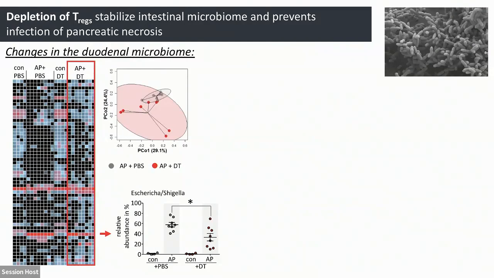And you see these are the animals which have acute pancreatitis and are treated with PBS. They have less diversity and less richness of the microbiome, and especially pathogenic microbiota like Escherichia coli in this case are increased in animals with acute pancreatitis and are decreased in the animals which are depleted for regulatory T cells. And therefore we ask ourselves now, did this have consequences for the acute pancreatitis and the severity?